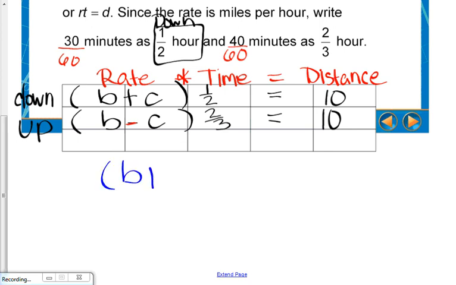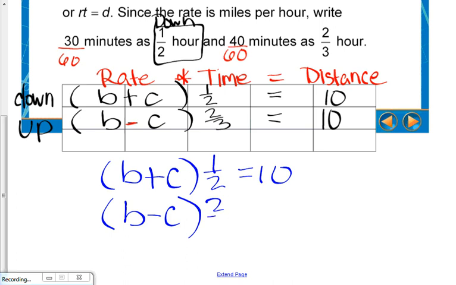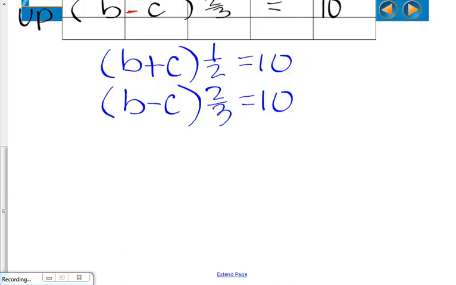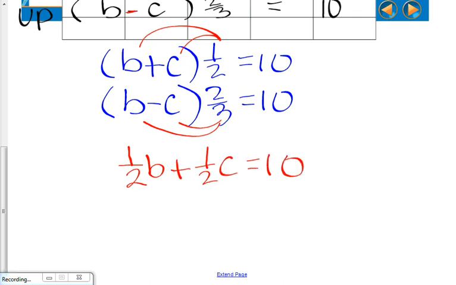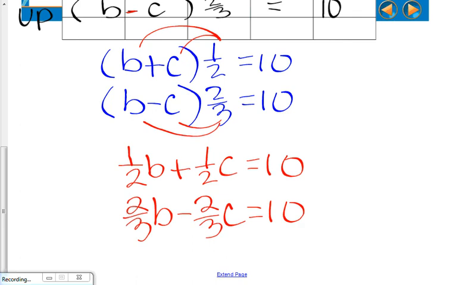Well, no, I'm not. We got b plus c times 1/2 equals 10. And we have b minus c times 2/3 equals 10. Okay. Now I'm going to distribute, so it looks a little bit more like what we've been dealing with. 1/2 of this, 1/2 of that, 2/3 of this, 2/3 of that. And we're looking at 1/2 b plus 1/2 c equals 10. And then we have 2/3 b minus 2/3 c, and that equals 10.